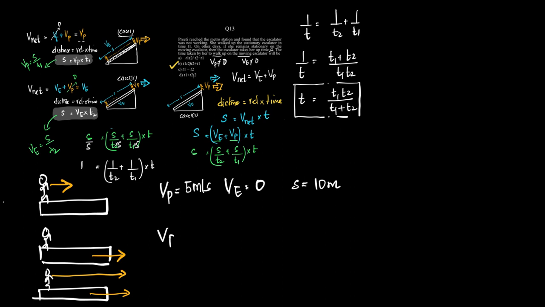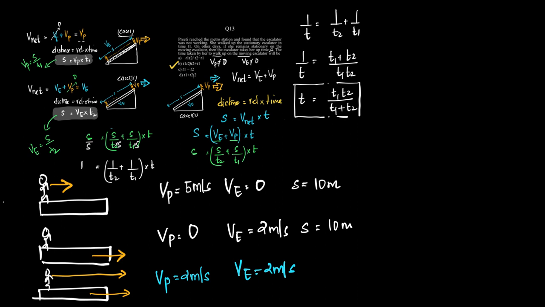Second case, the person is stationary, so Vp is 0, and the escalator is moving with 2 meter per second. The distance remains the same here, 10 meter. But what's conceptual to understand is that in the third case, the escalator is moving with 2 meter per second, which definitely means that the velocity of any person standing still on the escalator would be 2 meter per second.